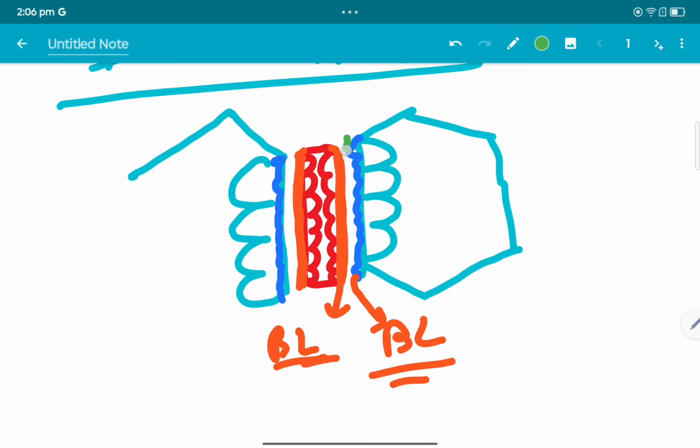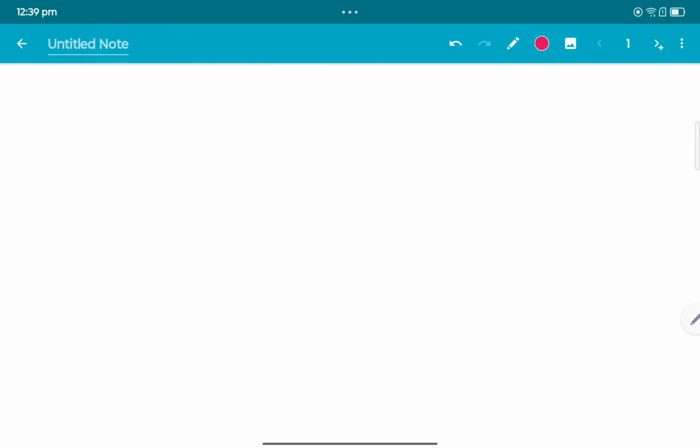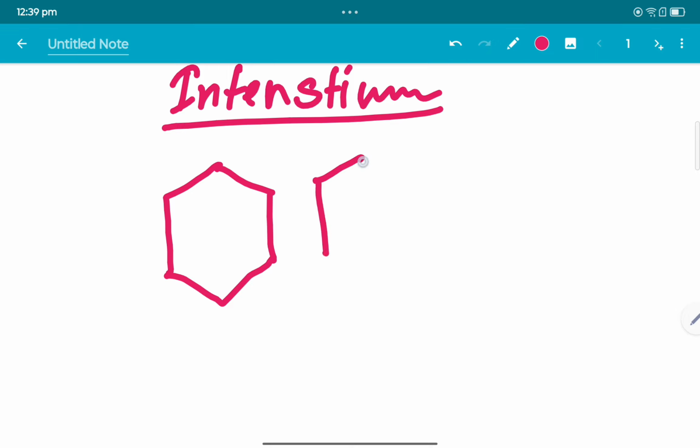So this space in green color is interstitium. Okay, so we are going to read about interstitium. What is interstitium? Interstitium is the space between the basal lamina of the alveoli and the basal lamina of the endothelium.